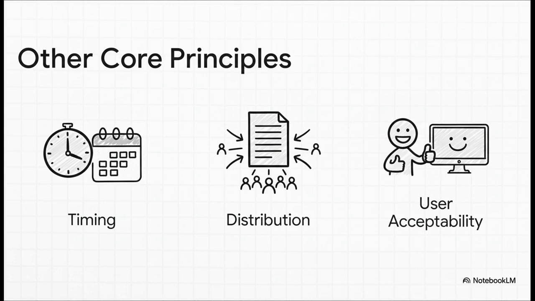First, timing. A report about last month's sales isn't very useful if it shows up next month. Second, distribution. The right information has to get to all the right people. And finally, and this is a big one, it has to be acceptable to the users. It has to fit into their actual workflow and make sense for them.